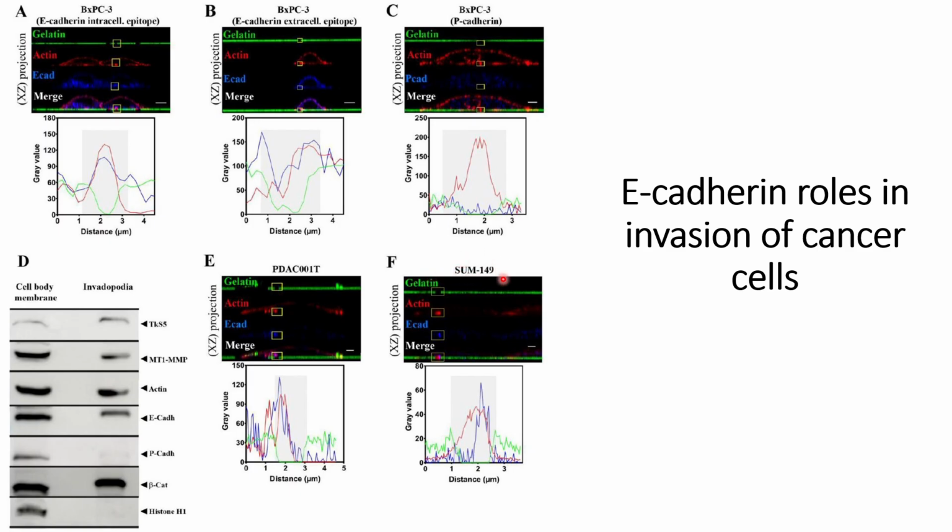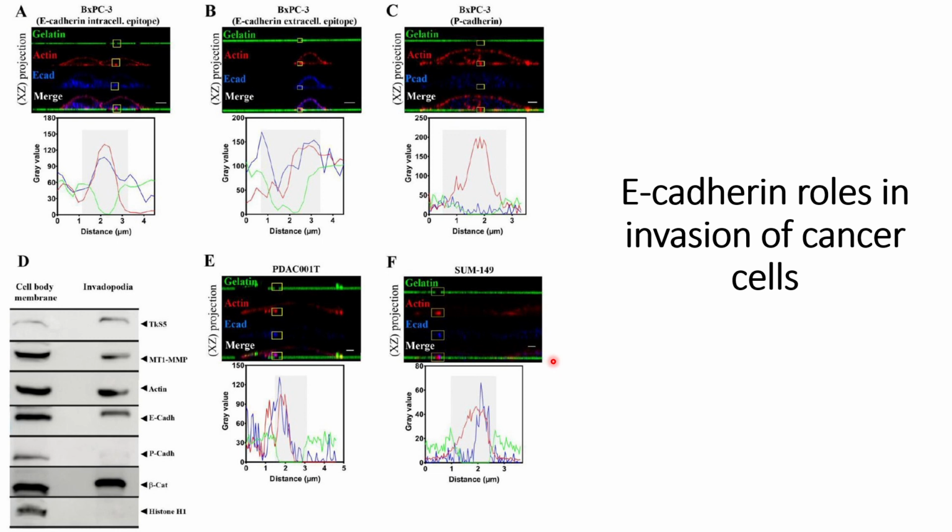And when they used the 149 cell line, which is a breast cancer cell line, in this case also they found that actins and E-cadherins are overlapping each other. So from this they made the point that the role of E-cadherins in the invadopodia is not limited to the pancreatic cancer cells, but is found in other cancers, and they have shown the evidence in the breast cancer cell lines. And here are the gray values where we can see that E-cadherin and actin levels are overlapping each other.